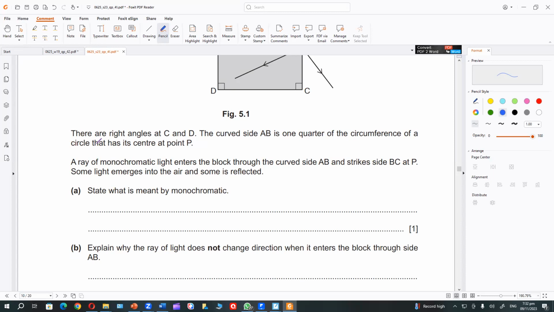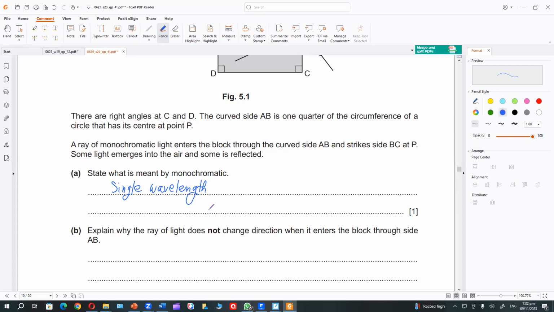What is meant by monochromatic? A single ray of light. No, half accurate, but not perfectly correct. Single wavelength. Monochromatic means single wavelength.